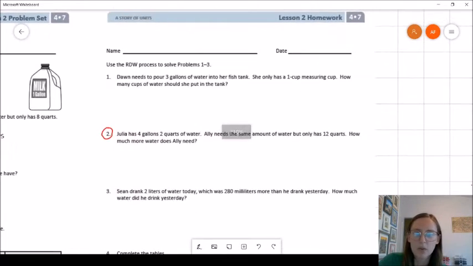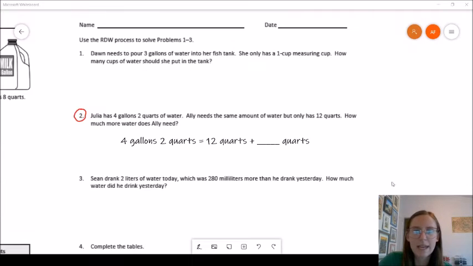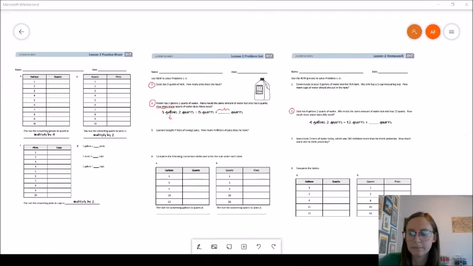So let's go ahead and write our equation. Here is my equation. This is the 4 gallons, 2 quarts that Julia has, and Allie has 12 quarts, and we need to figure out how much she would need to add onto that in order to have the same amount as Julia and make both sides of this equation balanced.